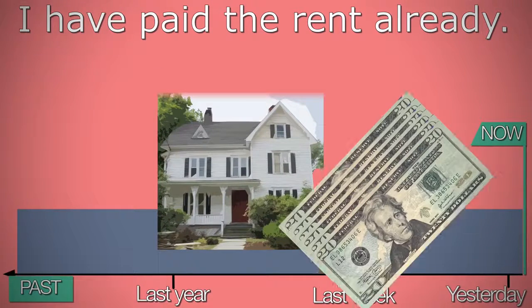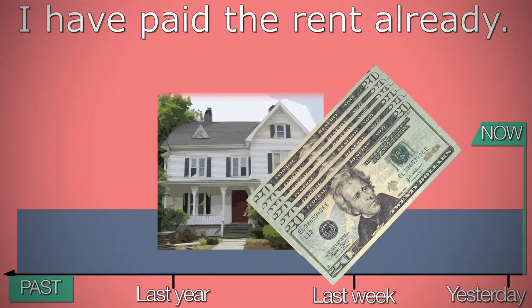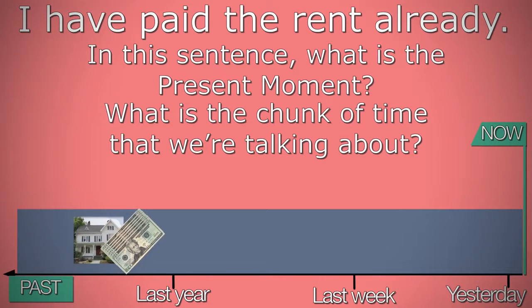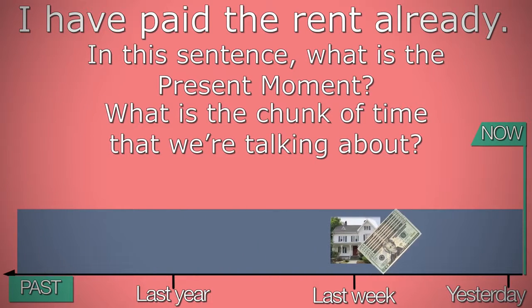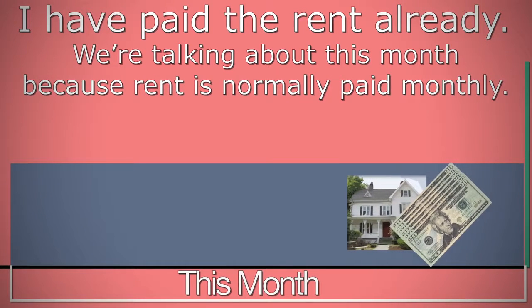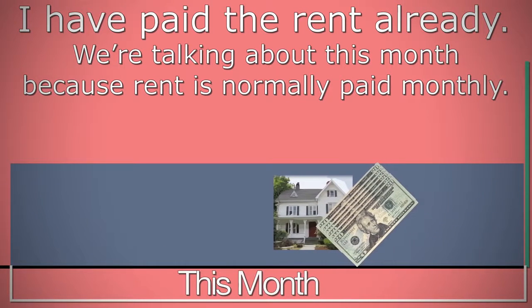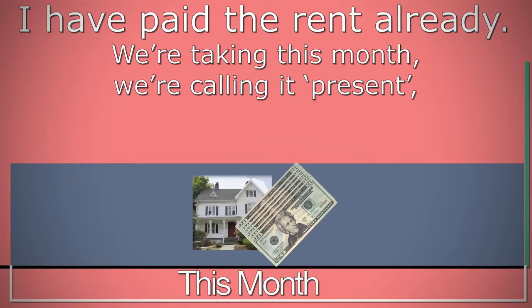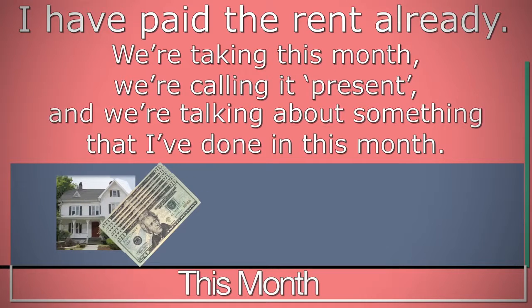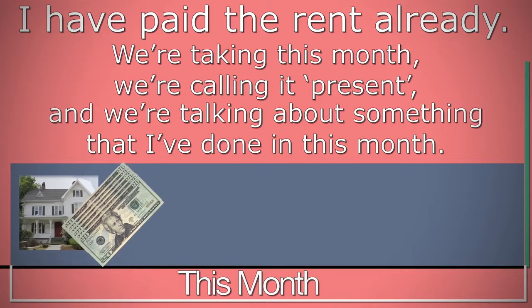I have paid the rent already. Okay, so in this sentence, what is the present moment? What is the chunk of time that we're talking about? We're talking about this month, because rent is normally paid monthly. So we're taking this month, we're calling it present, and we're talking about something that I've done in this month.